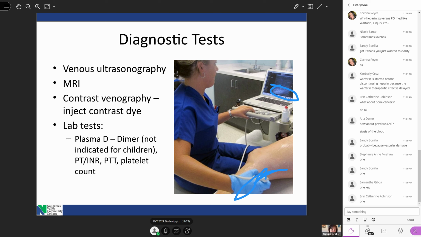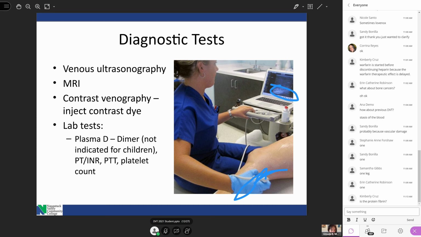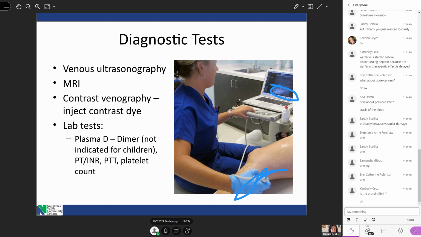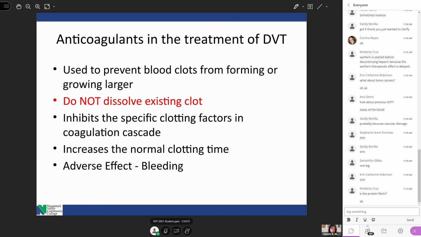Other lab tests, not used to diagnose, are the PT-INR, the PTT, and the platelet count. We use those very, very frequently when we have a patient who has a clot. Is the protein fibrin? I'm not sure what the protein is. I just know that it's a type of protein, and you absolutely don't need to know that. Just know that a D-dimer is a test that we use to detect it. It's a blood test. So one is the ultrasound, and the blood test that is used is the D-dimer.